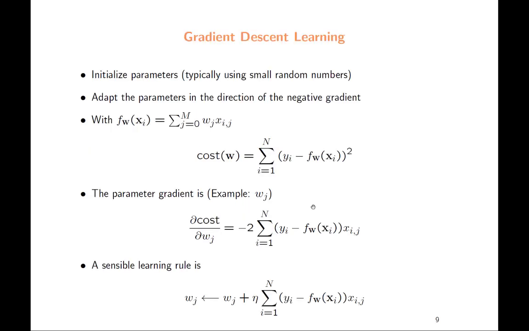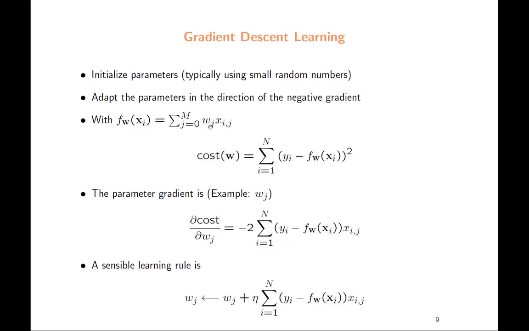And as before, we can do gradient descent learning. So we initialize parameters, typically using small random numbers. Again, we adapt the parameters in the direction of the negative gradient. And so the cost is the sum over the square difference between prediction and actual target. The parameter gradient for weight W, so the derivative here, equals 2 times this expression, then times the inner derivative.